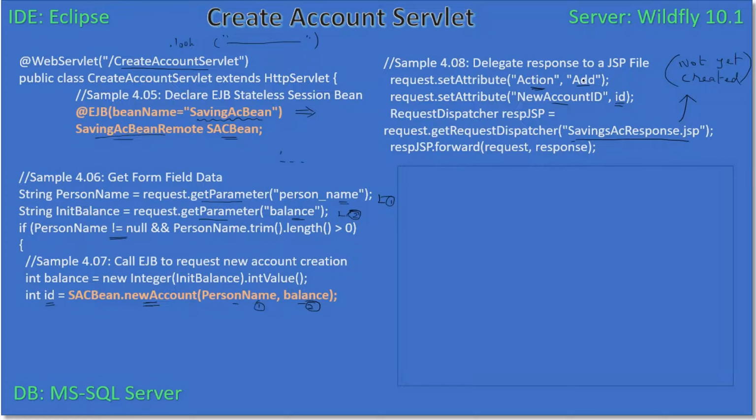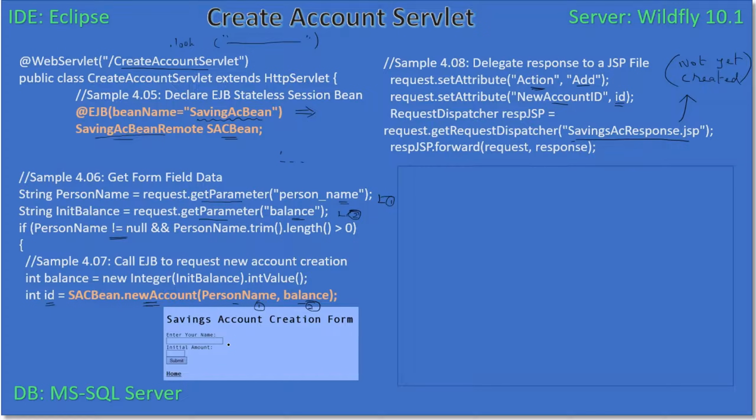If the action is add, then the JSP will look for this new account ID, because it knows the action is add, so it will look for what is the newly added account. That's why we are setting that attribute as well. So there are two attributes we are setting here.